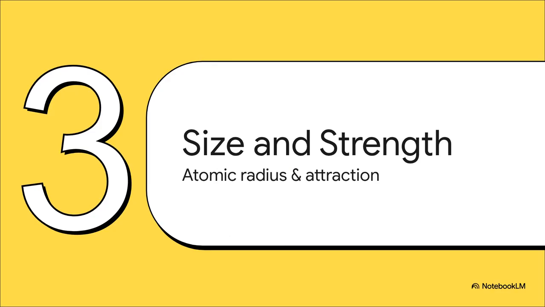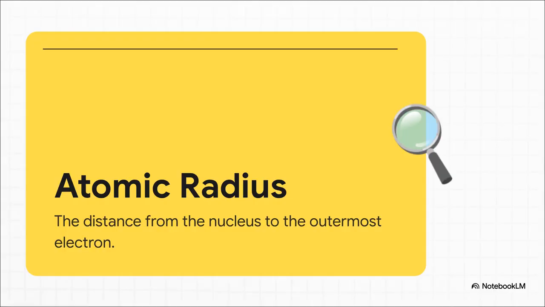All right, we've got our rules of the road, we know how to read the map. Let's start exploring. First stop, we're going to look at the most fundamental properties of any element out there. Just how big is it, and how strong is its grip on its own electrons? So, first things first, size.